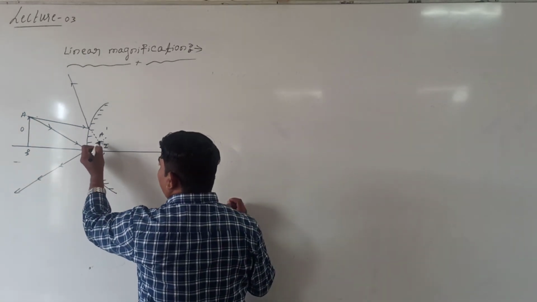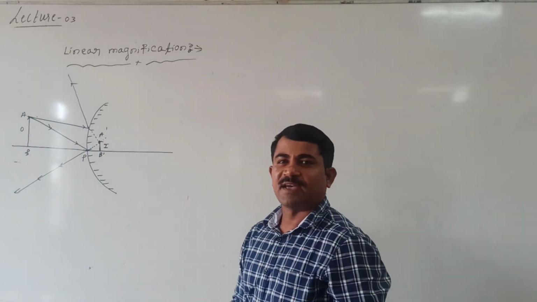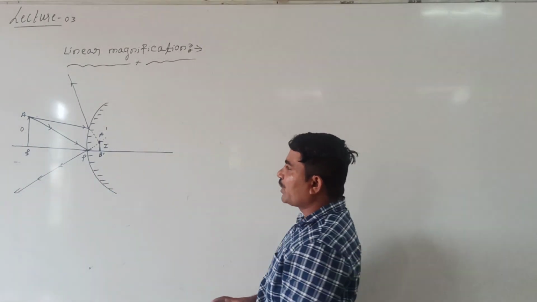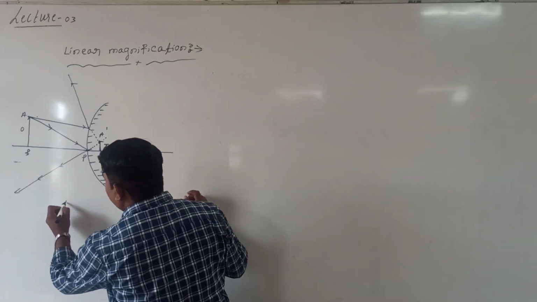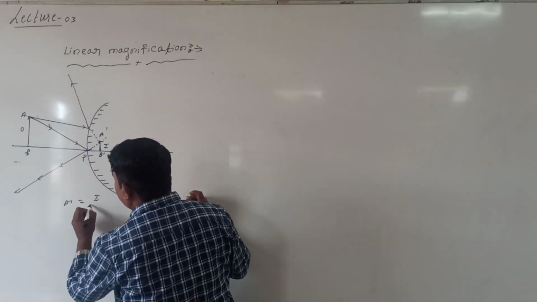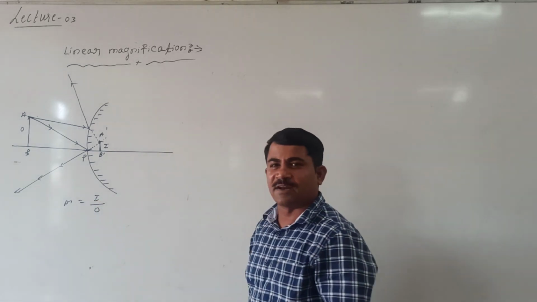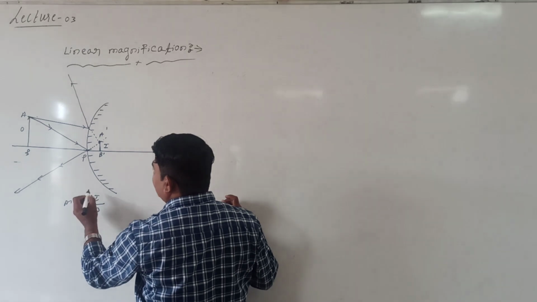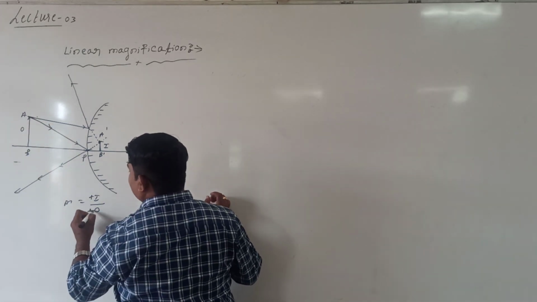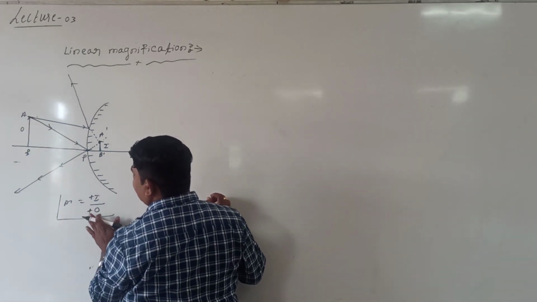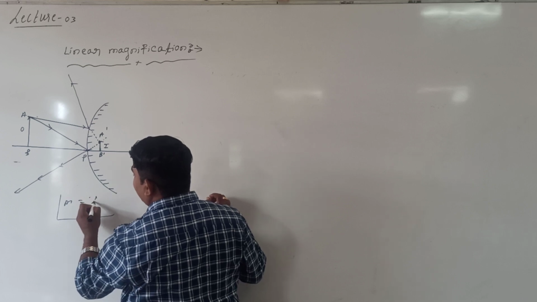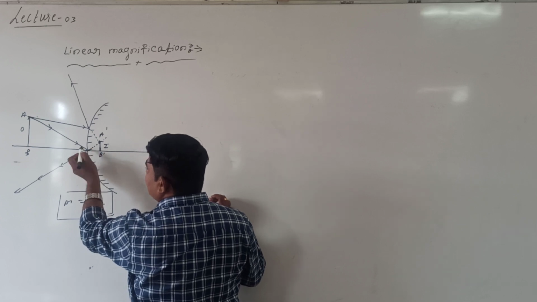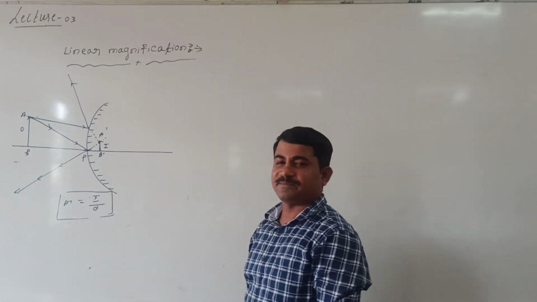It is very small. And what about the size of the object? It is very big. Then how to define linear magnification in this case? Linear magnification is equal to size of image divided by size of object. The size of the image in the upward direction is taken to be positive, and the size of the object, also upward, is taken to be positive. So linear magnification is simply positive wherever the image is virtual, meaning the image appears behind.